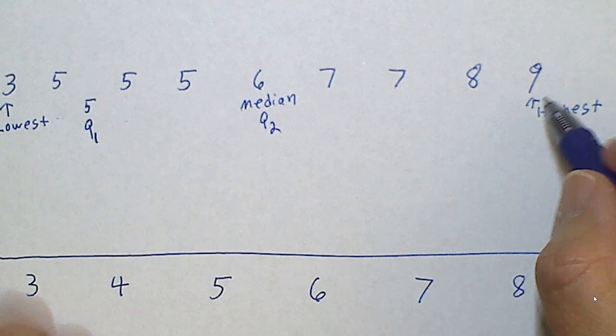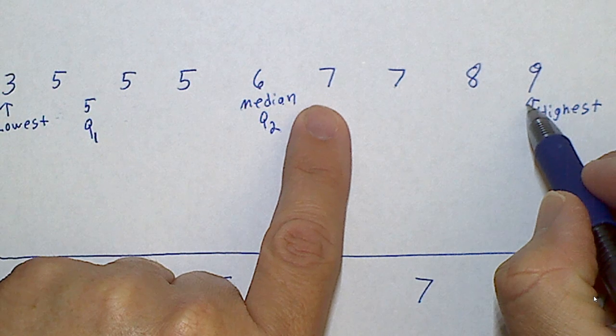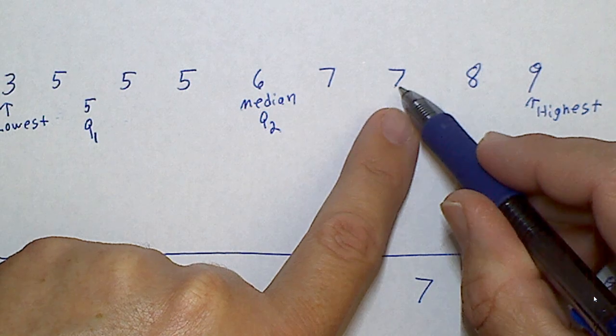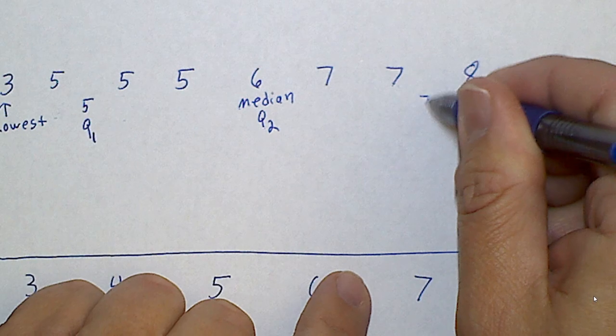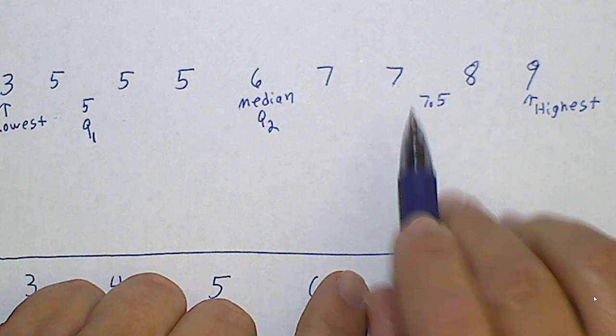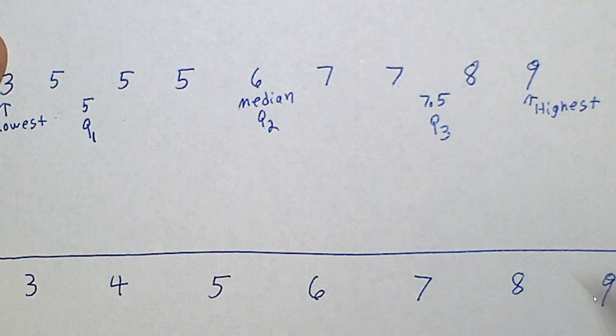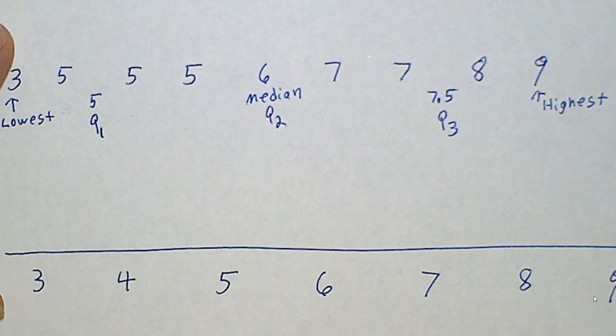And then same thing for the upper half of the data. All the values above the median, find the halfway point there. That's halfway between the 7 and the 8. And that's going to be 7.5, right? If you add 7 plus 8 and divide by 2. So that's going to be our quartile 3. Okay, so we found our 5-number summary.